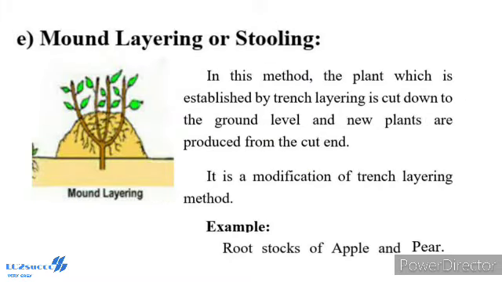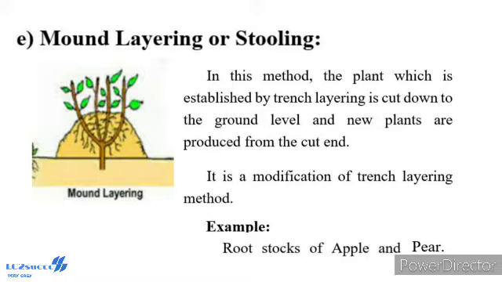Another layering, mound layering. Mound layering is a ground layering. In this method, the plant which is established by trench layering is cut down to the ground level and new plants are produced from the cut end. Mound layering is also called stooling. It is a modification of the trench layering method. In this method, a rooted layer is planted in a small trench. It grows and forms the established mother plant.